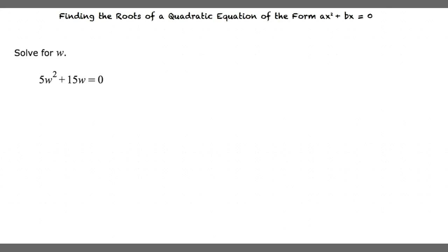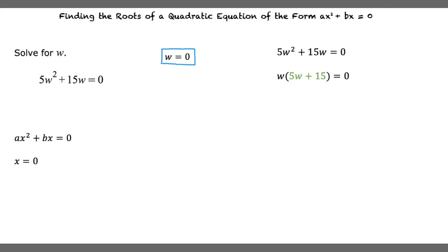Well, don't we know that one of the roots is w is equal to 0? That's right. With expressions of the form ax squared plus bx is equal to 0, x is equal to 0 is always going to be a root. So we know right off the bat that w is equal to 0 is one of our solutions. Okay, so now we factor out a w, right? Exactly. When we do this, we're left with w times (5w plus 15) is equal to 0.